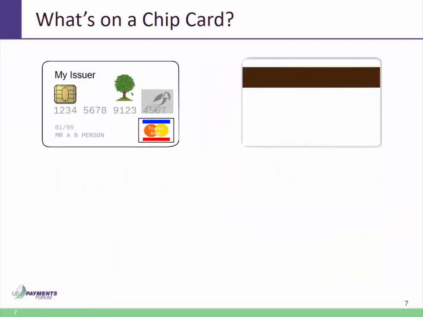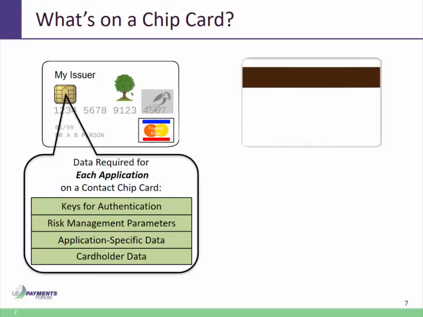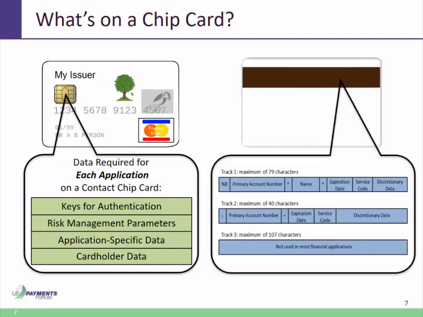A chip can hold a lot more information than a magnetic stripe. As we noted on the previous slide, for each application or AID on the chip, some specific information is required. This information can vary from one application to the next. For now, each U.S.-issued chip card will still have a magnetic stripe, so that the card can be used at terminals throughout the world that do not yet support EMV.